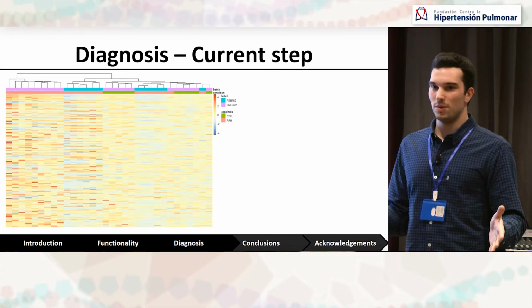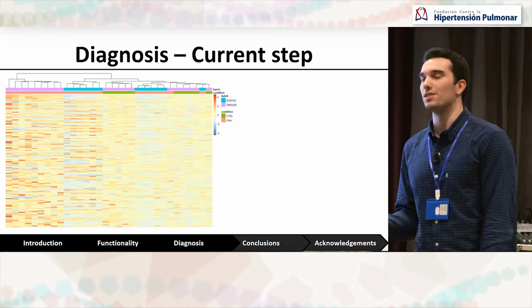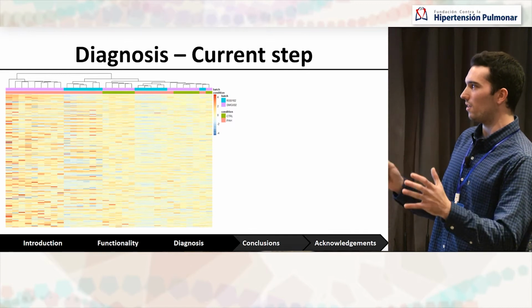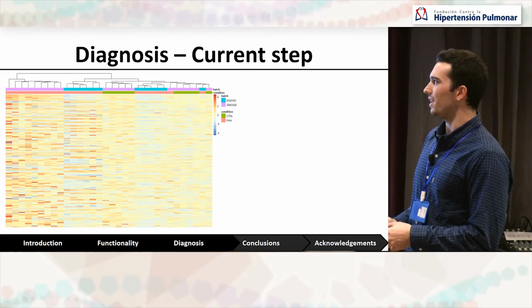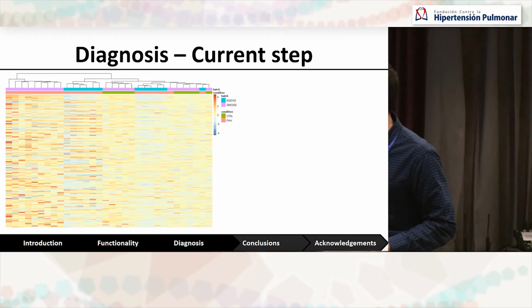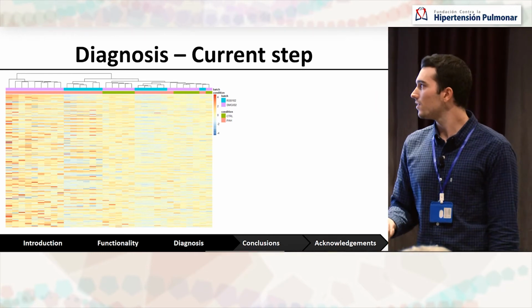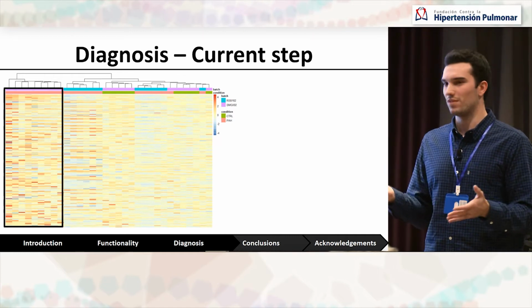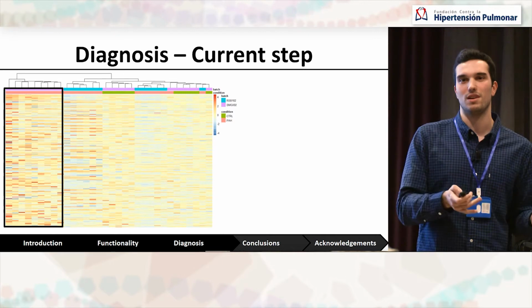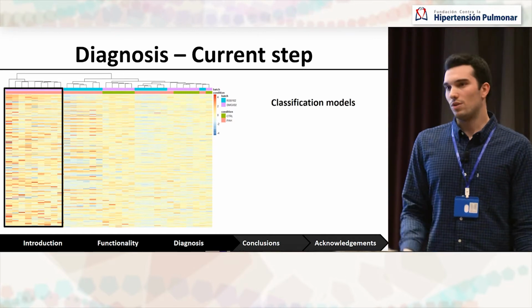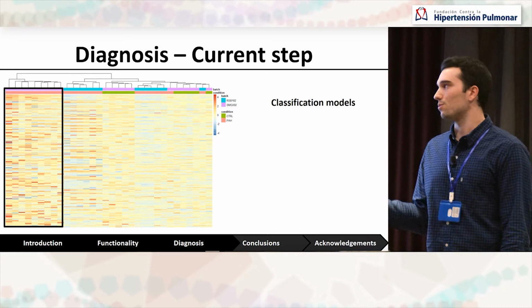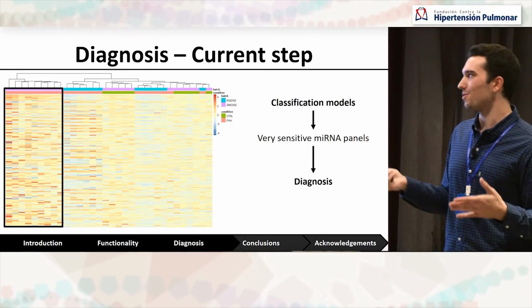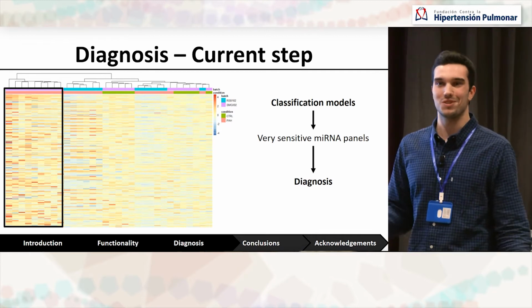So this is the heat map that we got from our differential expression analysis. And you can see here a group of PAH patients that is always clustering together, while there are other groups that are actually right in the middle with the controls, or a bit more to the right. So we're currently working with this because we really want to know what is happening here, why they are clustering that way. So now we are doing classification models, and we are trying to get very sensitive miRNA panels to use or aid in diagnosis, but well, we may be late, as Richard said before, so it's something good to know.